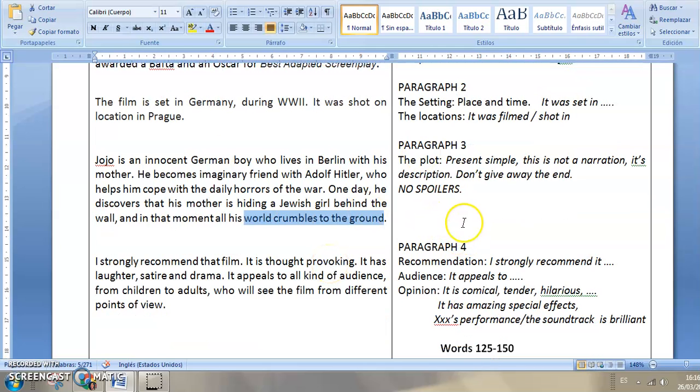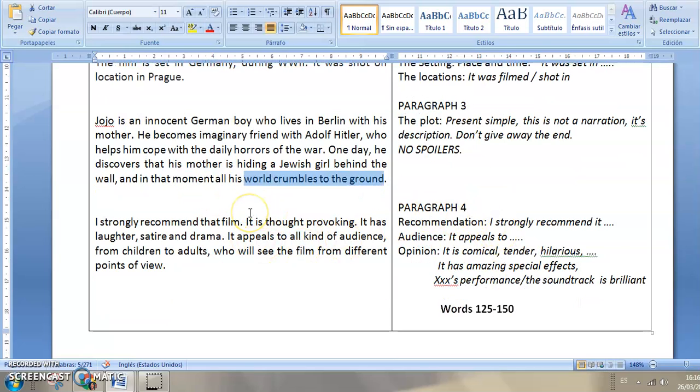In the last paragraph, or paragraph number 4, we have to include the recommendation and why we recommend it and to whom. Okay? So the audience it appeals to. And also give our opinion. In this case, you have to include all the adjectives that you've learned. Opinion adjectives, remember, are important. Okay? So I strongly recommend that film. It is thought-provoking. It has laughter, satire, and drama. Okay? So this is why I recommend it, or in my opinion.